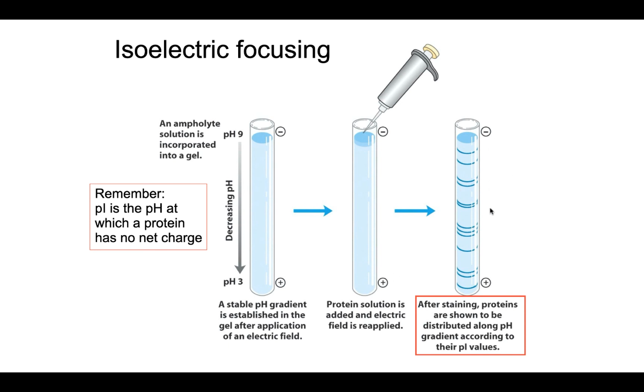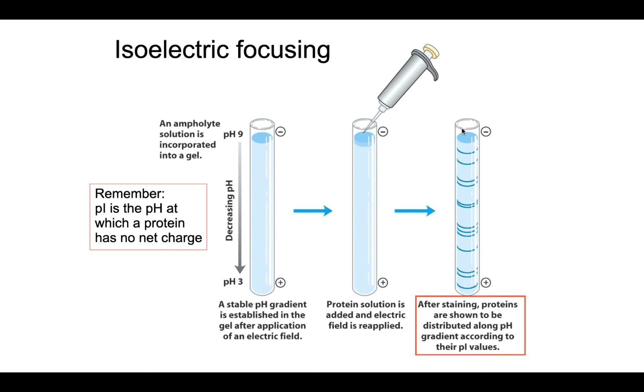So at the end of running this, you're going to stain it for proteins and you'll have these bands, and each band represents a set of proteins that all have the same isoelectric point. Knowing the isoelectric point of your protein will not only help you understand its net charge at various pHs, but it will allow you to separate it away from other proteins using this isoelectric focusing.